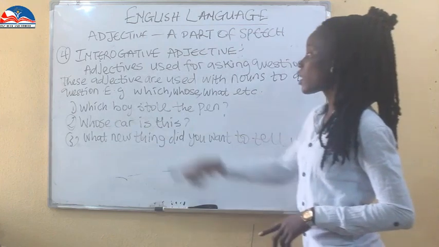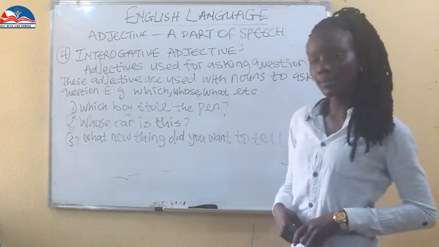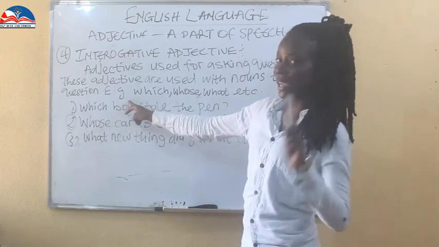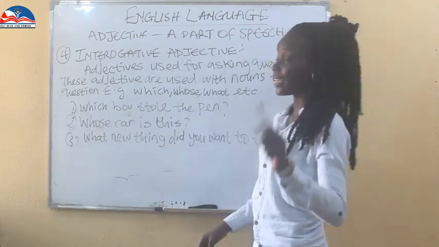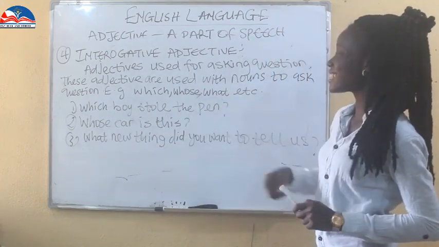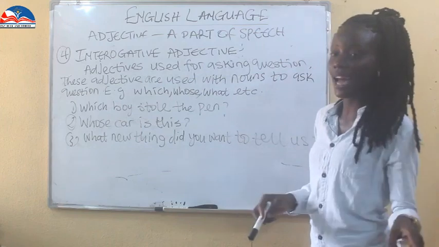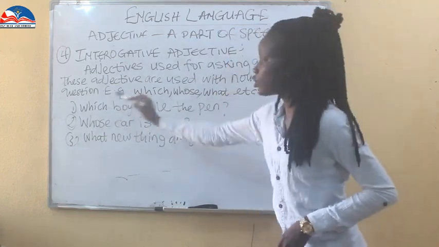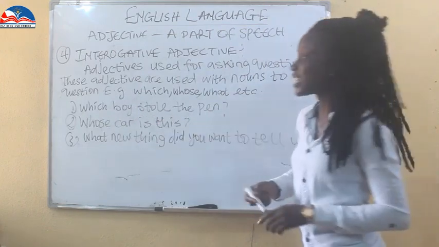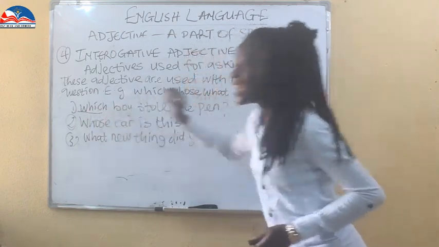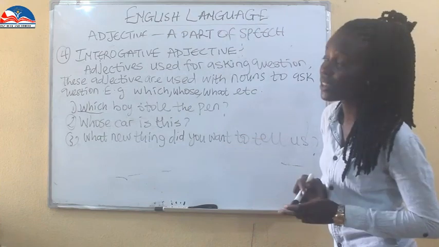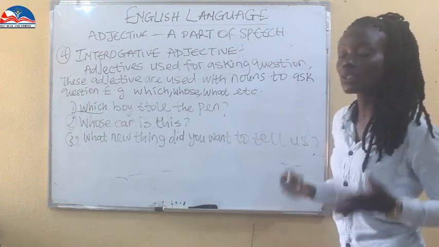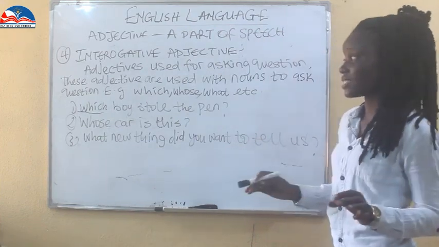Let's check this. Which boy stole the pen? We're having boy, a noun. Remember, these adjectives are used with a noun. We're having boy to be the noun. Then which adjective was used with the noun boy? Which. So which is the what? Interrogative adjective. It is used to ask questions in a sentence.